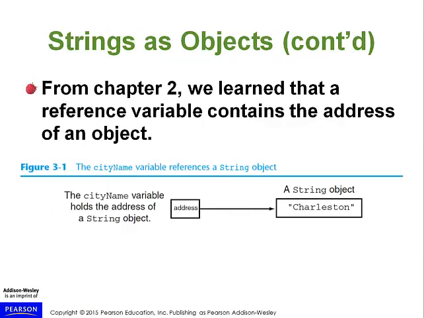Let me move down here. Here's the string object. If you recall from chapter 2, we learned that a reference variable contains an address. So the cityName variable references a string object. Here is the address, which is hexadecimal, and the string object stores the word Charleston, for example. The cityName variable holds the address of this, because that's the name we as humans can relate to, and cityName now has all the methods that the string object can use.